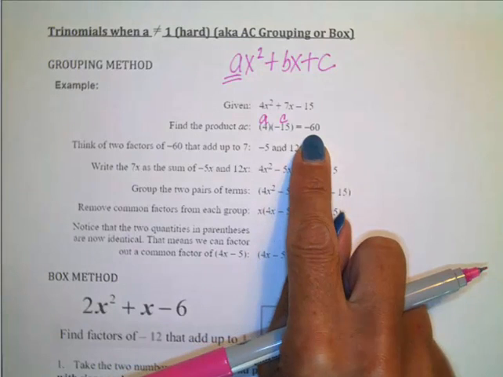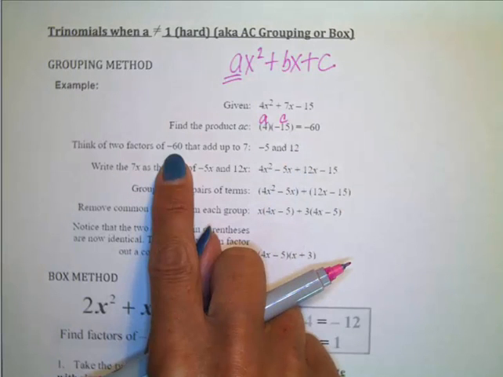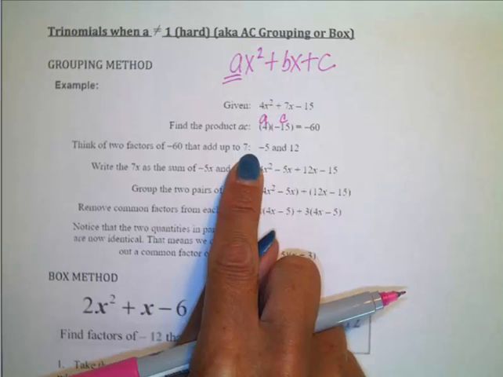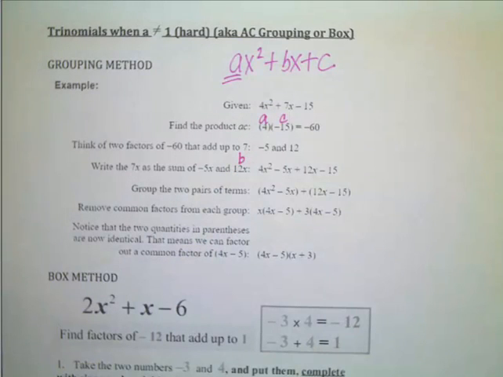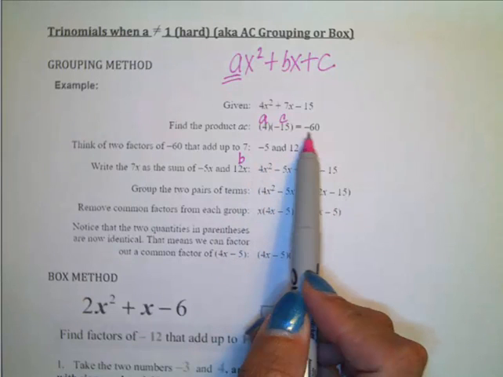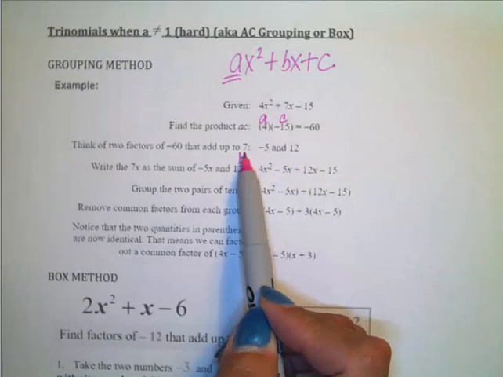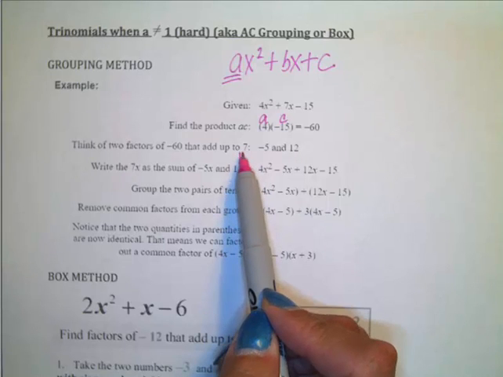I have to come up with two factors of negative 60 that add up to 7, which is my b value. Okay, that's why we call it AC grouping, because we're multiplying a times c. So we still want to find what's the product of a times c that gives us b. So negative 5 and 12 multiply to negative 60 and add to 7. Unfortunately, because I have that 4 in front, I can't just jump to factoring.